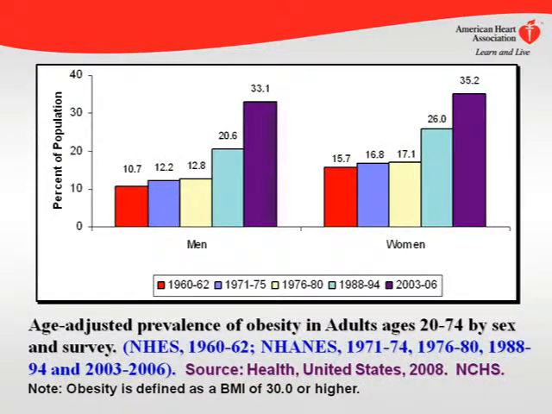If you look at men and women, all comers, this is the purple here, this is us, 2003 to 06, that's the latest statistics. About a third of men in the United States are obese, not overweight. Obese means body mass index greater than 30. That means they're significantly overweight, obese. And a little more than a third of women are obese in the United States.